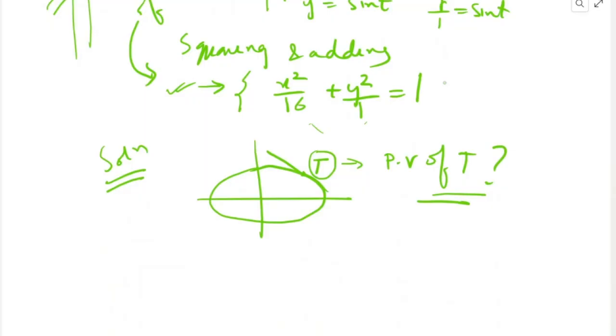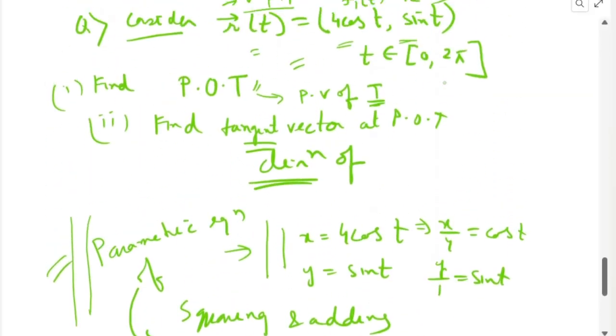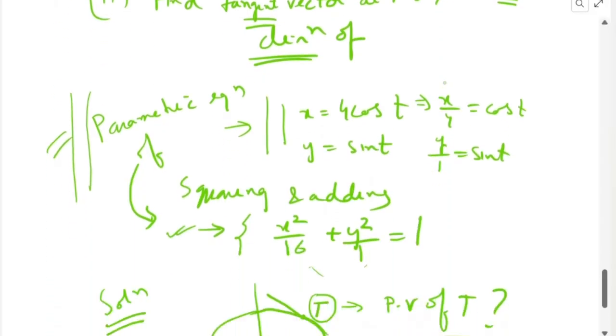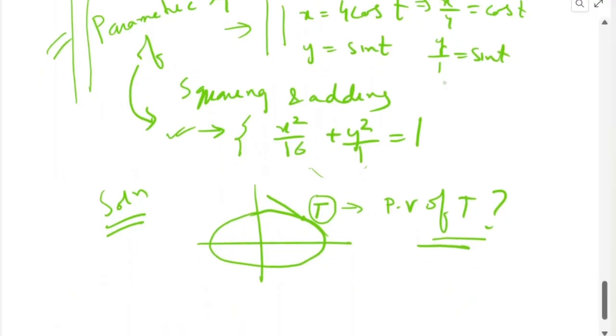One thing you see, if I want to find out the point of tangency, I have put an incomplete question, so let me complete it: point of tangency at t equals pi by 3. As I already said, because it's a parameter, the small t has different values along the curve. You take some value here.